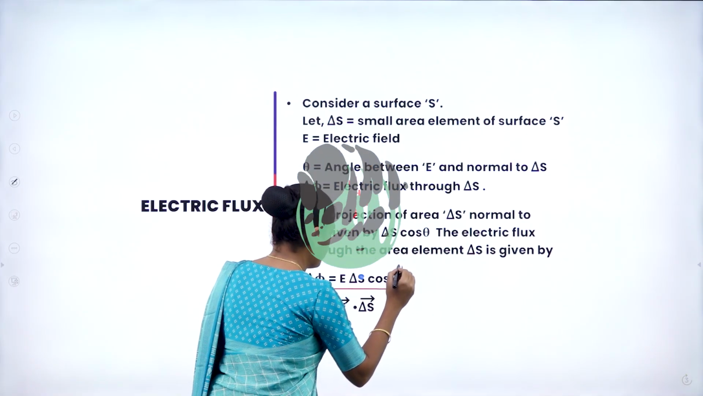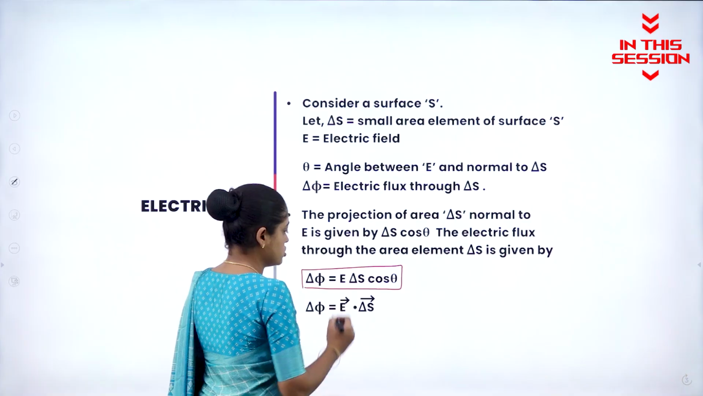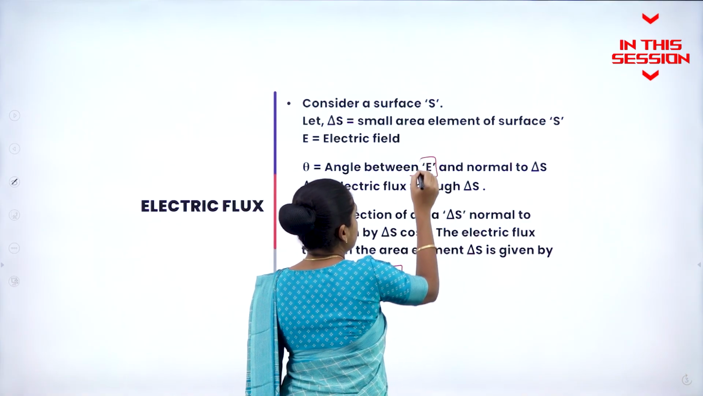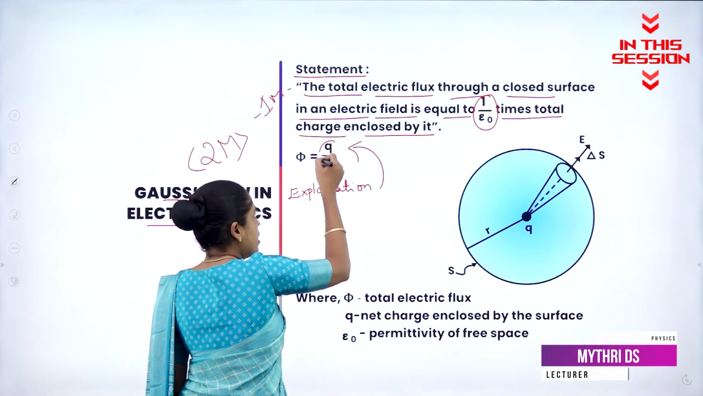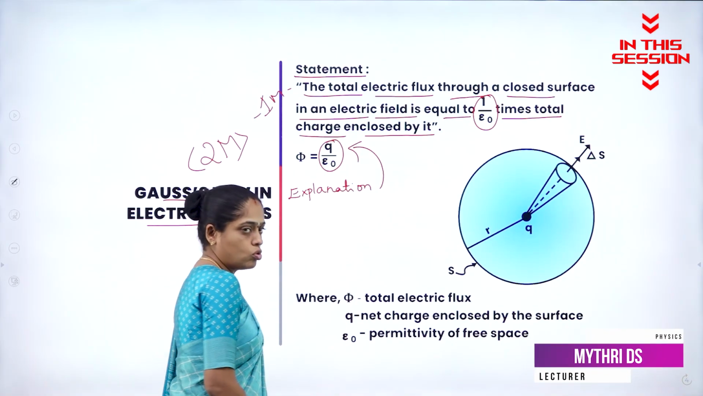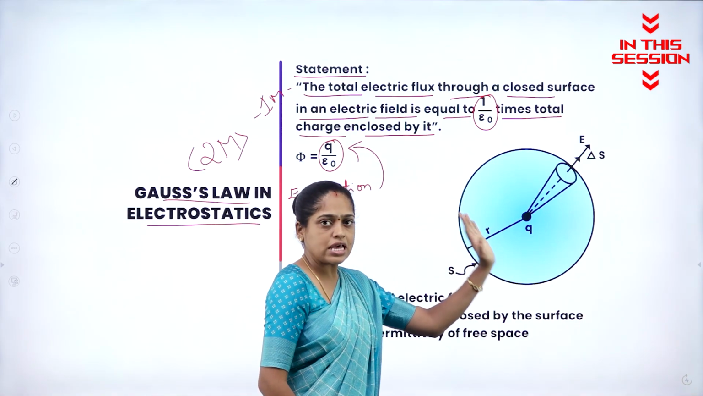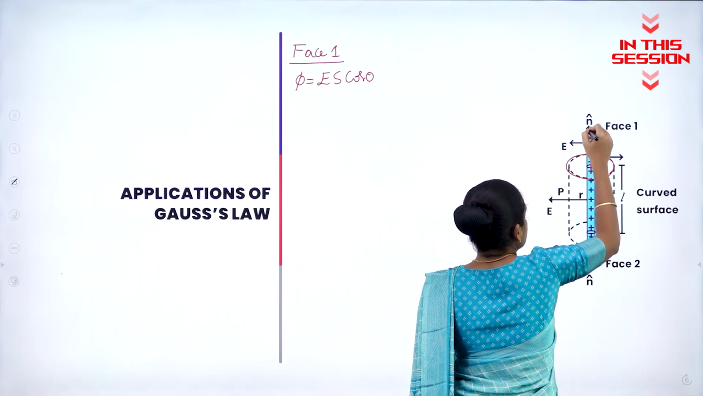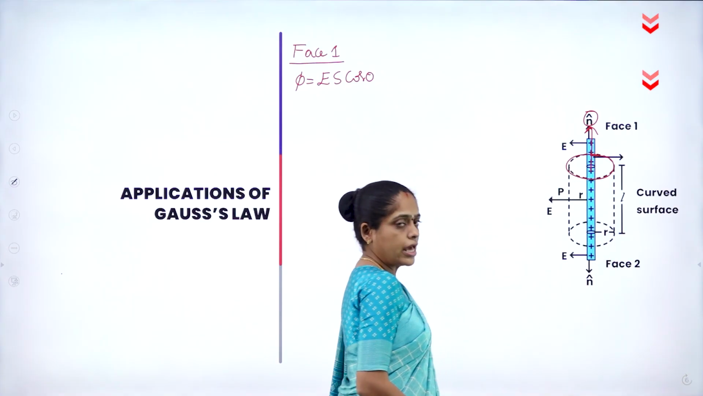Flux is given by the expression E delta S cos theta, where E is the electric field. Phi is equal to, according to the statement, 1 by epsilon naught times the total charge enclosed by the closed surface, as in this picture. The direction of the area is always normal and outward, and it is represented as n cap.